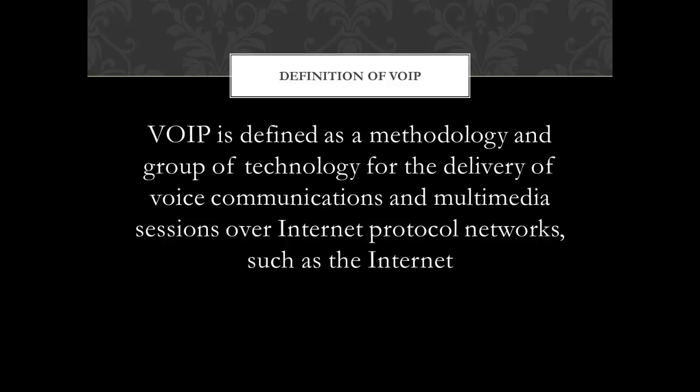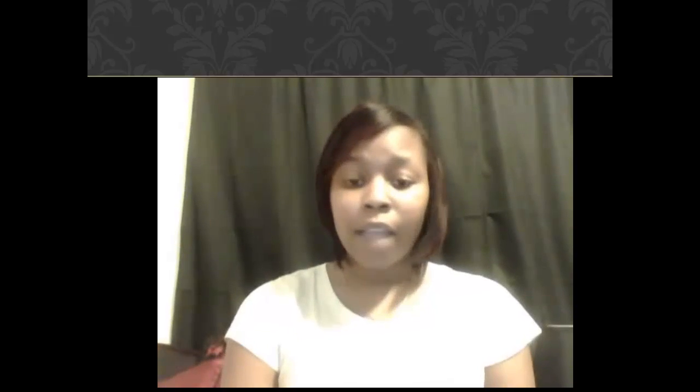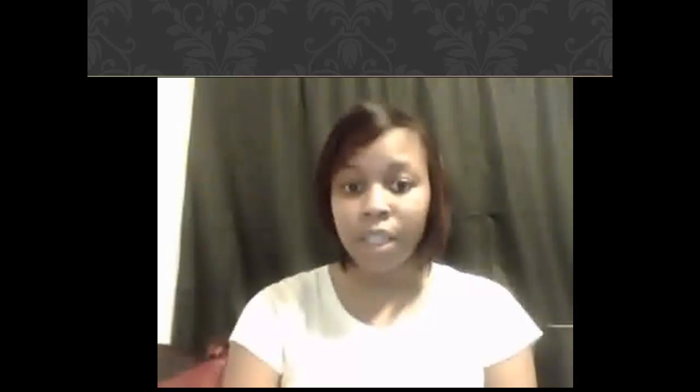VoIP is defined as a methodology and group of technologies for the delivery of voice communication and multimedia sessions over Internet protocol networks such as the Internet. This concept allowed PC users to avoid long-distance charges, and in 1995, it was the first Internet phone software that appeared.